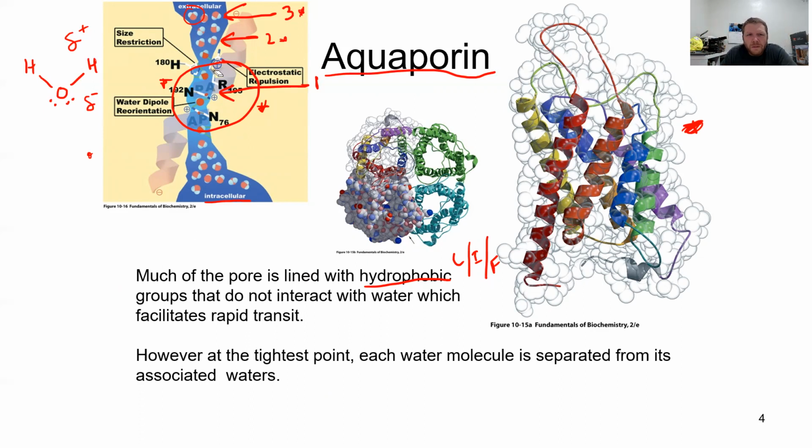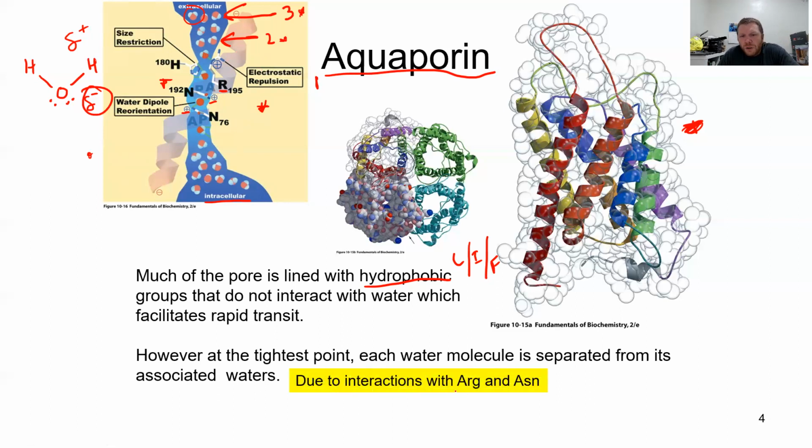But then in this tightest region, you've got amino acids like an arginine, for instance. You've got the N-termini of different amino acid residues that are going to have positive charges. So what are they going to do? They're going to be pulling the negative end of a water molecule.